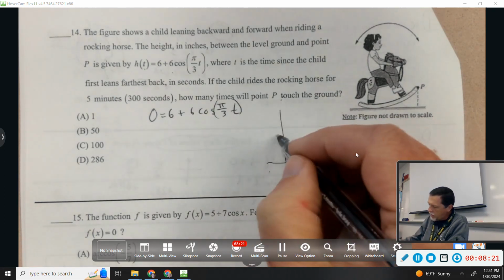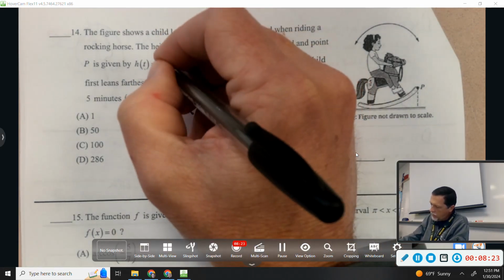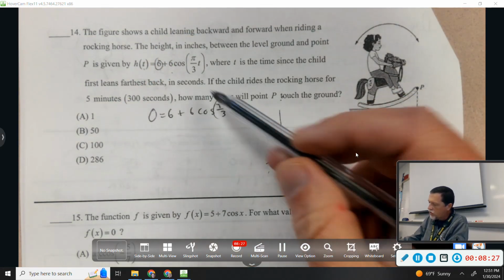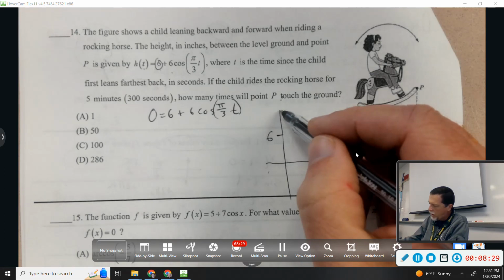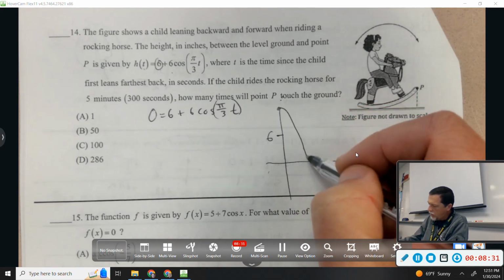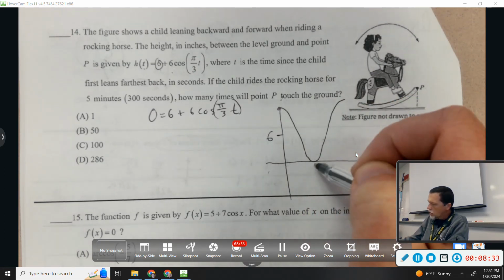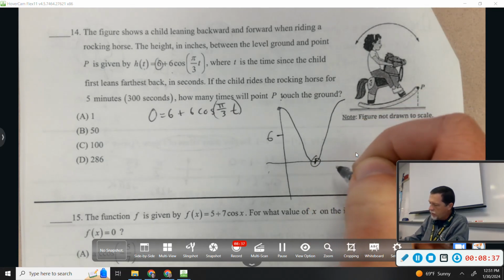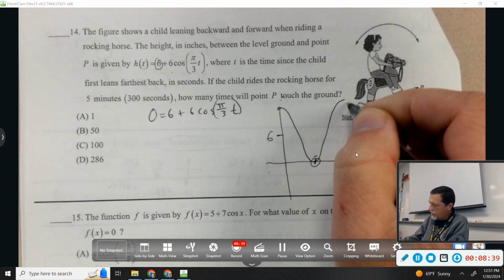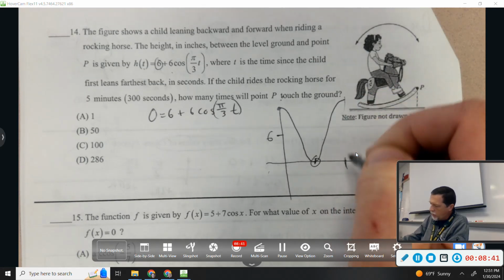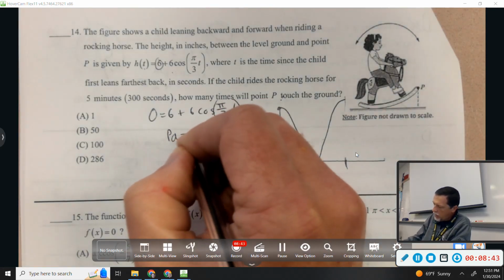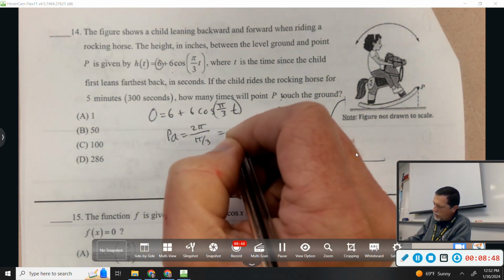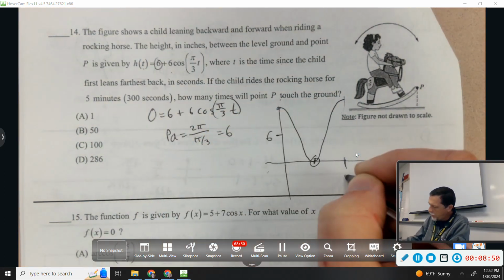Midline is 6. Amplitude is 6. Cosine starts at a max, so it starts at a max, goes down to 0, comes back up. There's our 0. That's what we want to happen. So there's once, but what's the period of this thing? Period is 2 pi over b. So the period is 6.